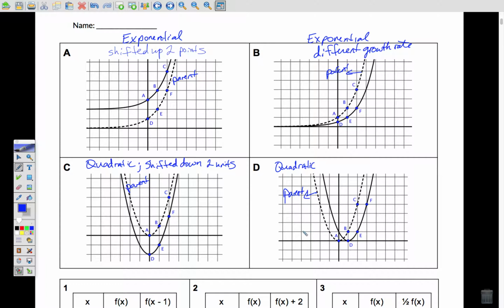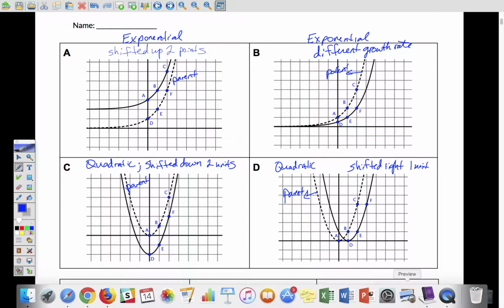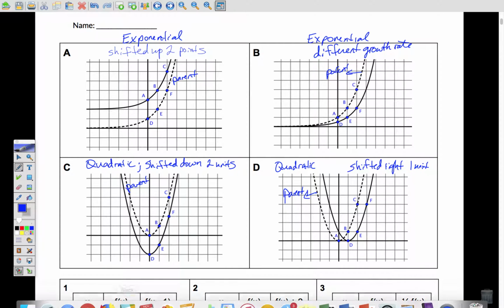And let's see if we can see how it is different. So hopefully you're saying that it is moved to the right. So this went to the right, this went to the right, this went to the right. So it is shifted right 1 unit.